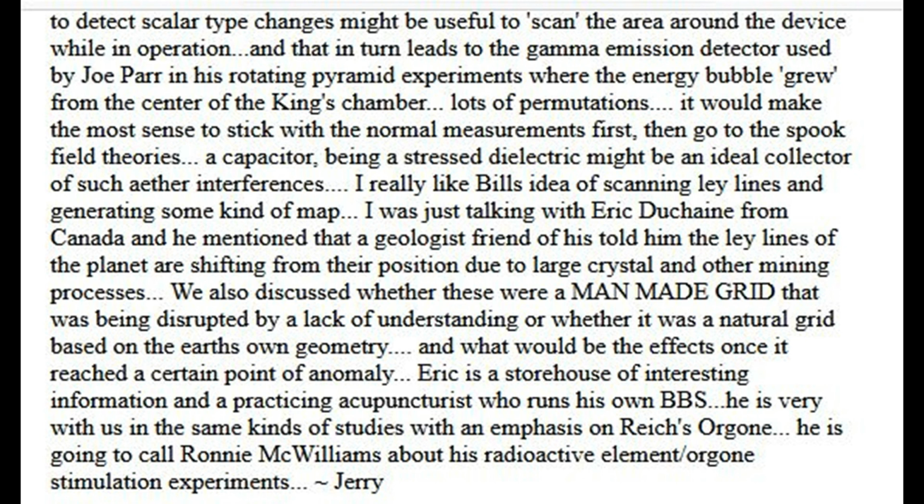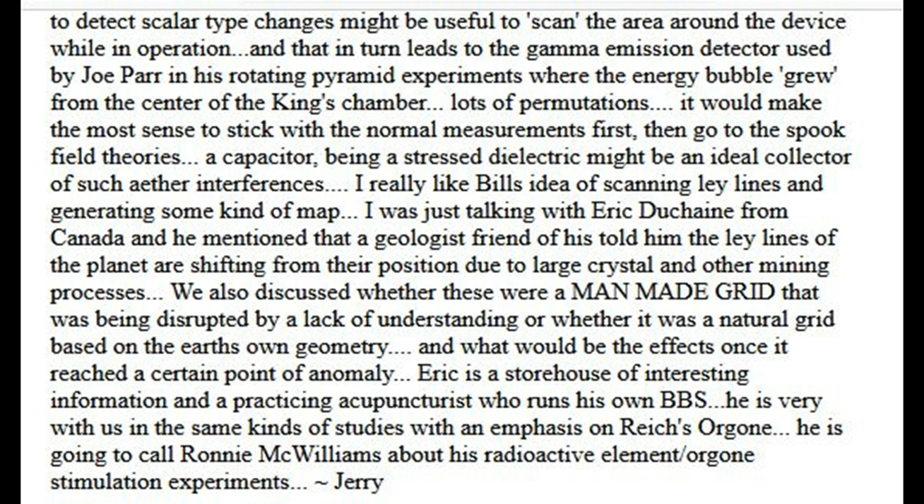I really like Bill's idea of scanning ley lines and generating some kind of map. I was just talking with Eric Deschênes from Canada, and he mentioned that a geologist friend of his told him the ley lines of the planet are shifting from their position due to large crystal and other mining processes. We also discussed whether these were a man-made grid that was being disrupted by a lack of understanding, or whether it was a natural grid based on the Earth's own geometry. And what would be the effects once it reached a certain point of anomaly. Eric is a storehouse of interesting information and a practicing acupuncturist who runs his own BBS.